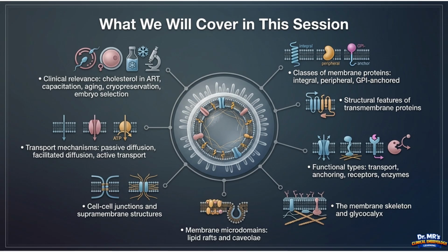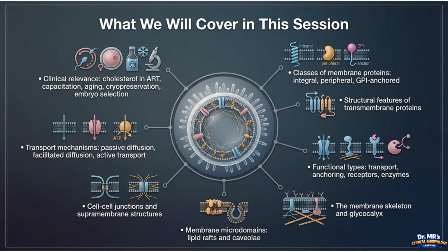We begin by classifying membrane proteins into their three structural categories: integral, peripheral, and glycosyl phosphatidylinositol-anchored proteins, and examining the structural features that allow proteins to sit stably within the bilayer. From there, we move to function: the four major classes of membrane proteins: transport, anchoring, receptors, and enzymes, and what each contributes to gamete and embryo biology. We will then examine the membrane skeleton, the submembranous scaffold that gives cells their mechanical resilience, and the glycocalyx, the carbohydrate coat on the cell's outer surface that plays a surprisingly central role in gamete recognition.